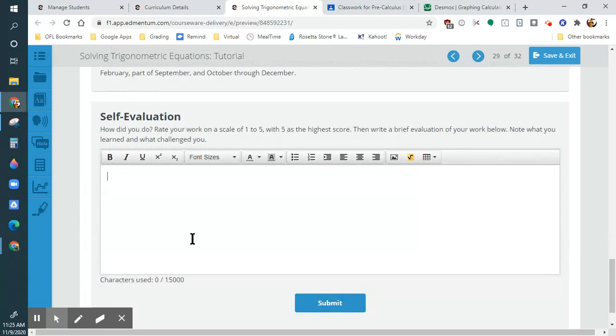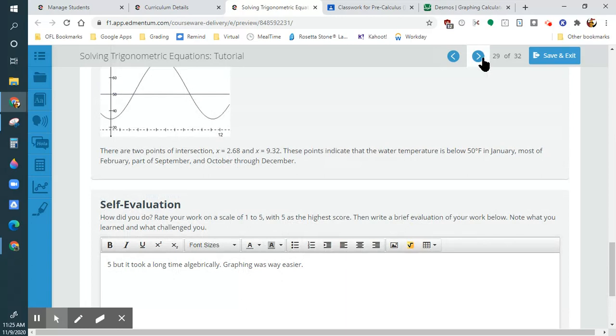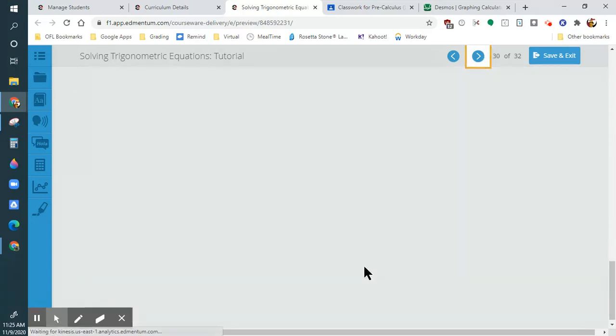So on here, I'm going to give myself a 5. But it took a long time algebraically. Graphing was way easier. So that's how you can solve this graphing. I think graphing is going to be a lot more useful. I didn't realize this was going to be that short. It looks like our video is going to be really short.